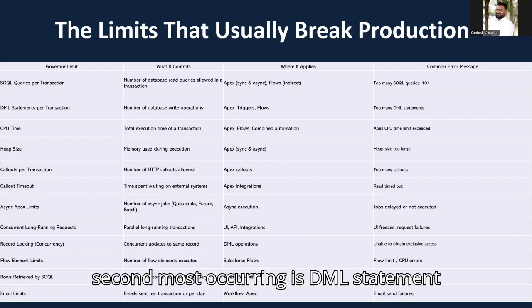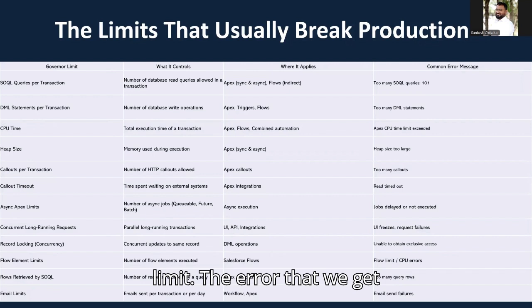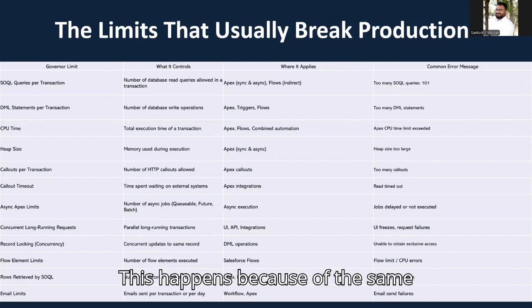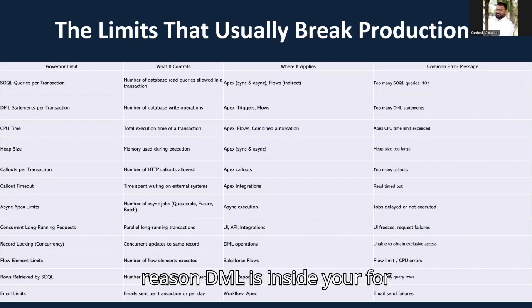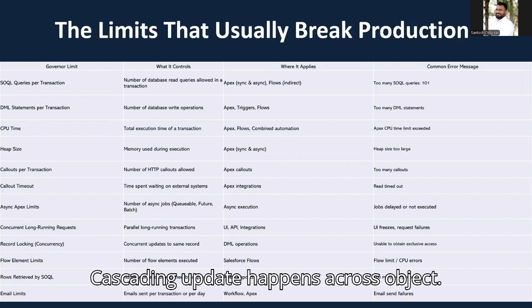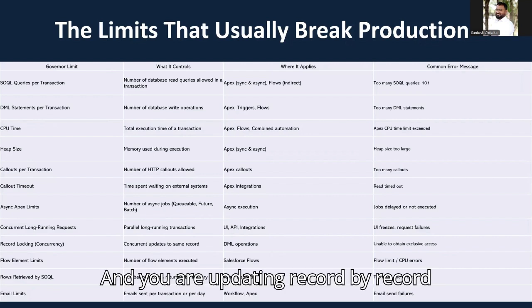The second most occurring is the DML statement limit. The error that we get is too many DML statements 151. This happens because of the same reason: DML is inside your for loop, a flow repeatedly updates the record, or a cascading update happens across objects and you are updating record by record instead of bulk.